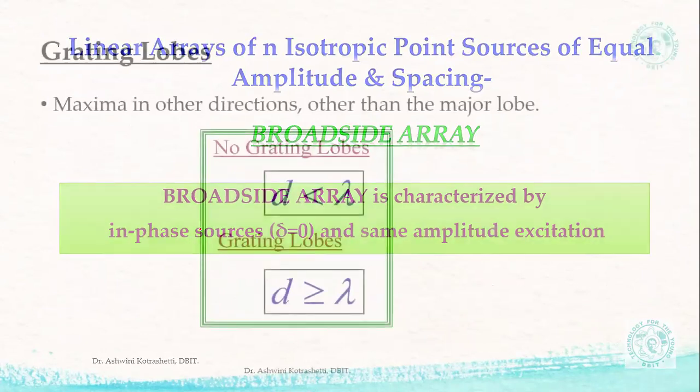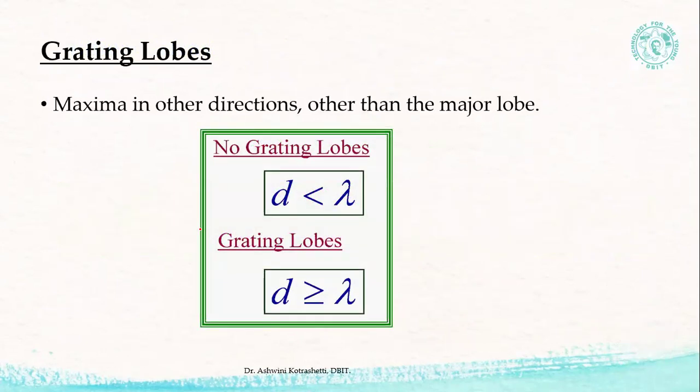So you saw that one way is to reduce the separation to less than lambda. If you increase the distance between the elements, then you start seeing grating lobes. The intention of having an antenna array is to have a focused beam.